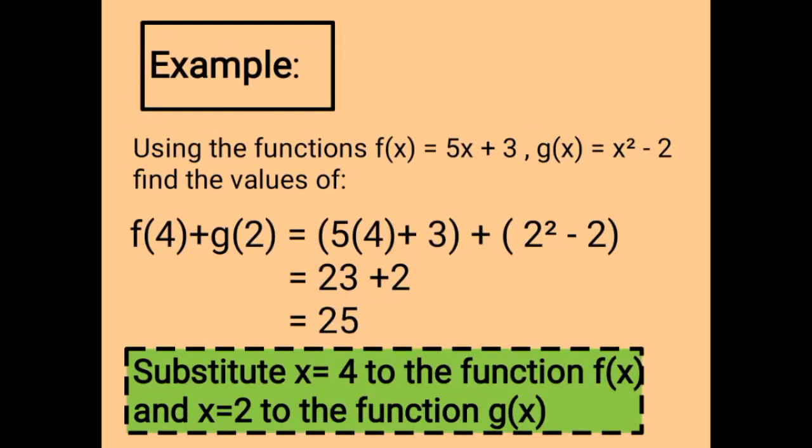f(4) plus g(2). Now here, first substitute x equals 4 into the function f(x) and x equals 2 into the function g(x). Then you can add the two values of the two functions. So, 5 times 4 plus 3 plus 2 to the power 2 minus 2 equals 25.